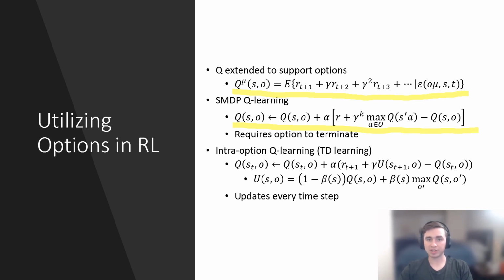Another approach is intra-option Q-learning, which is a method of temporal difference learning that uses options. In this case, Q is updated at each time step using this equation, where beta is the termination probability for option O at state S. This allows Q to be updated for every time step, extracting more training information from the same amount of experience and allowing learning from options that are never fully executed.